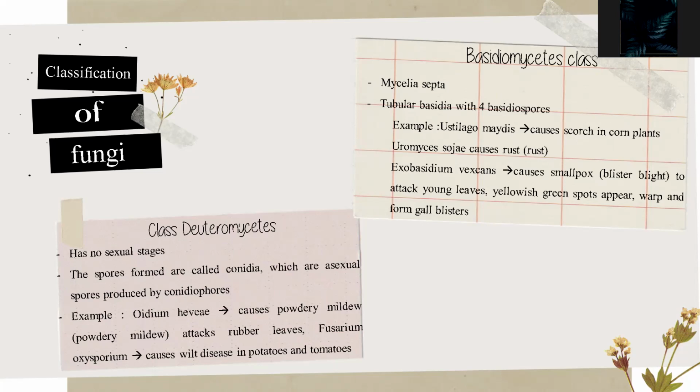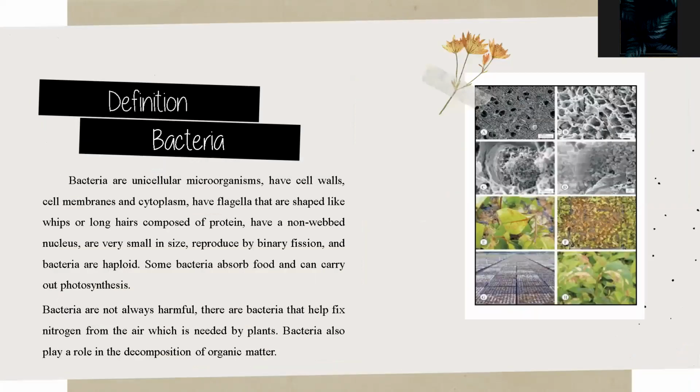And the last classification of fungi is the Basidiomycetes class. Fungi of the Basidiomycetes class have septate mycelia and tubular basidia with four basidiospores. Examples: Ustilaginomycetes cause smut in corn plants. Uromyces sojae causes rust. Exobasidium vexans causes smallpox or blister blight, attacking young leaves; yellowish-green spots appear, warp, and form what are called blisters.